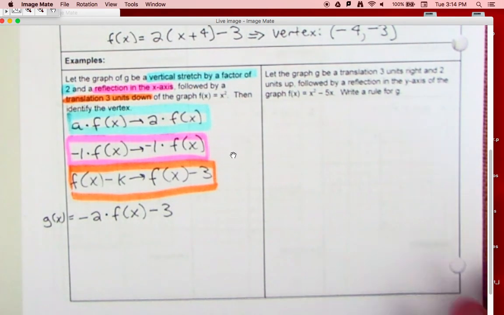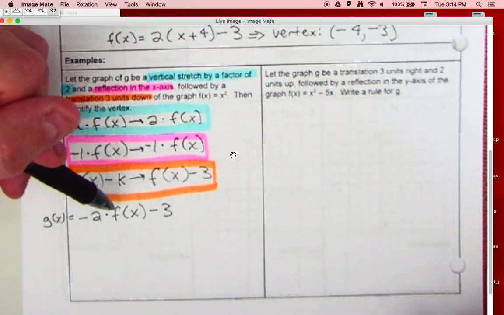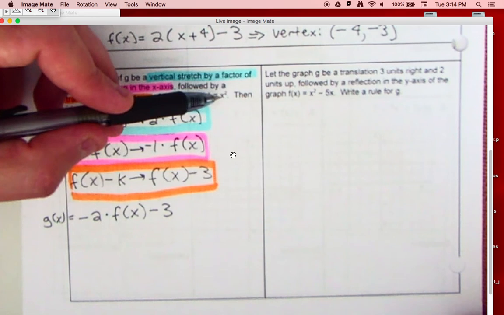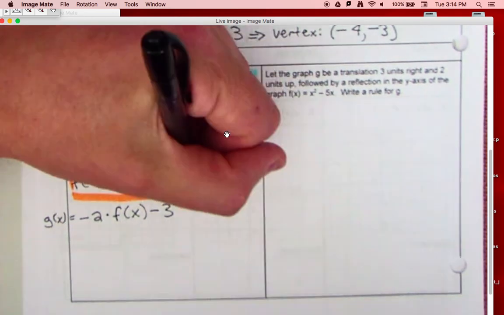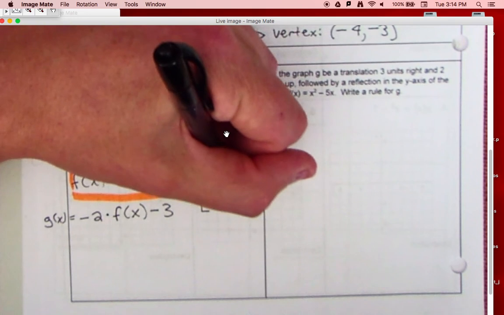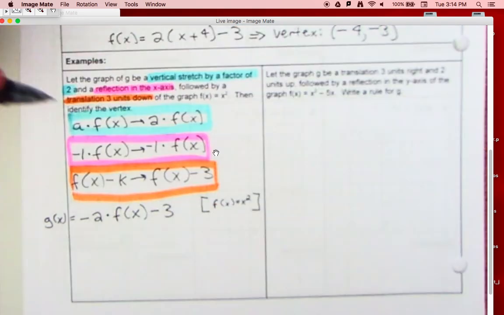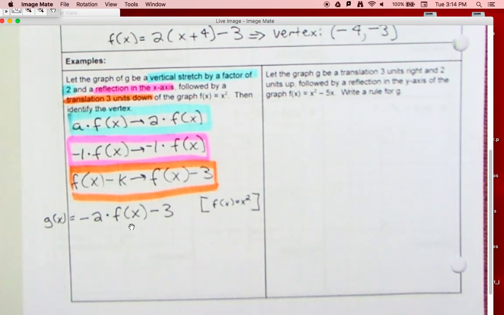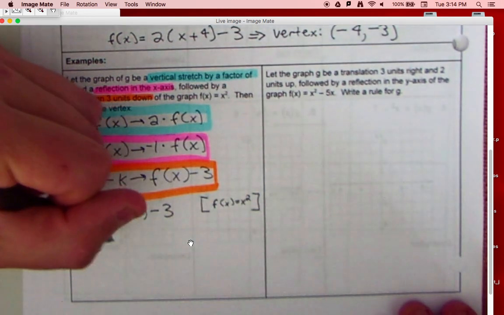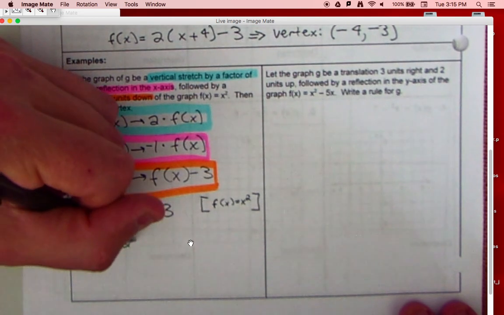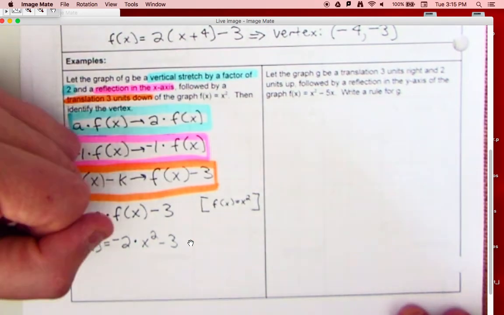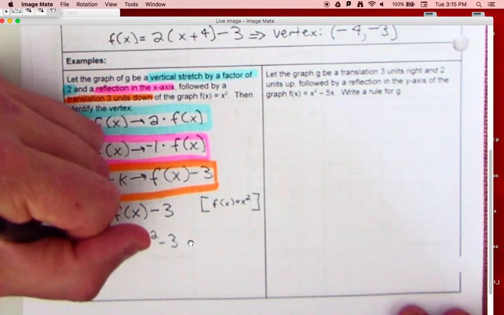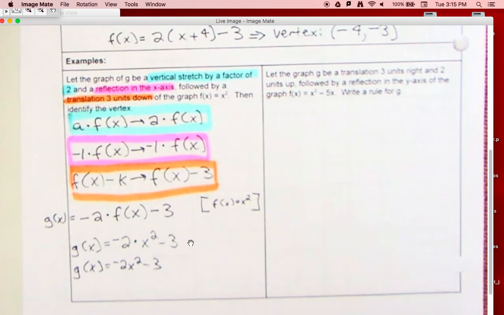The only thing we have left to do is to get rid of f of x and replace it with x squared. Because we don't want f of x here, we want an actual variable. Okay? And since we know that f of x equals x squared, I can take x squared and plug it in for f of x since they're equal to each other. So a little bit different form of substitution than what we're used to. So our final answer is going to be g of x equals -2 times x squared minus 3. Or if I want to write it cleaner, g of x equals -2x squared minus 3. So that's a cleaner version of it.